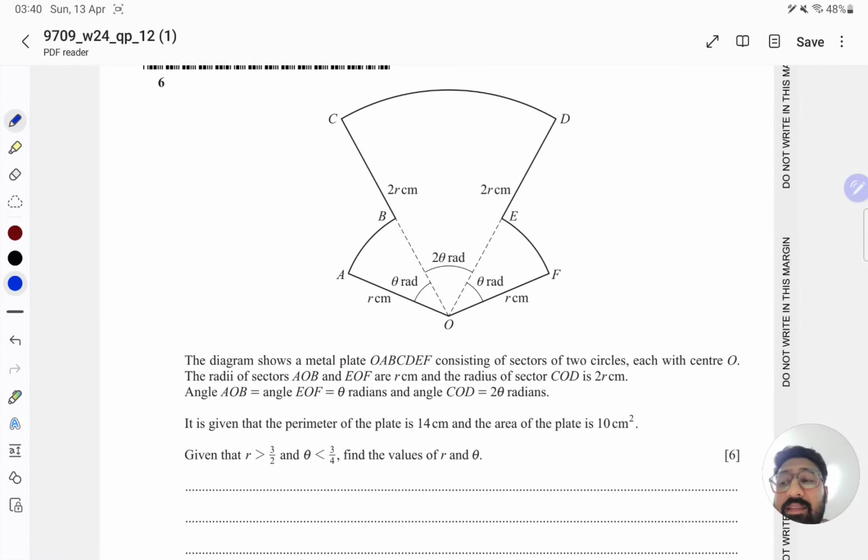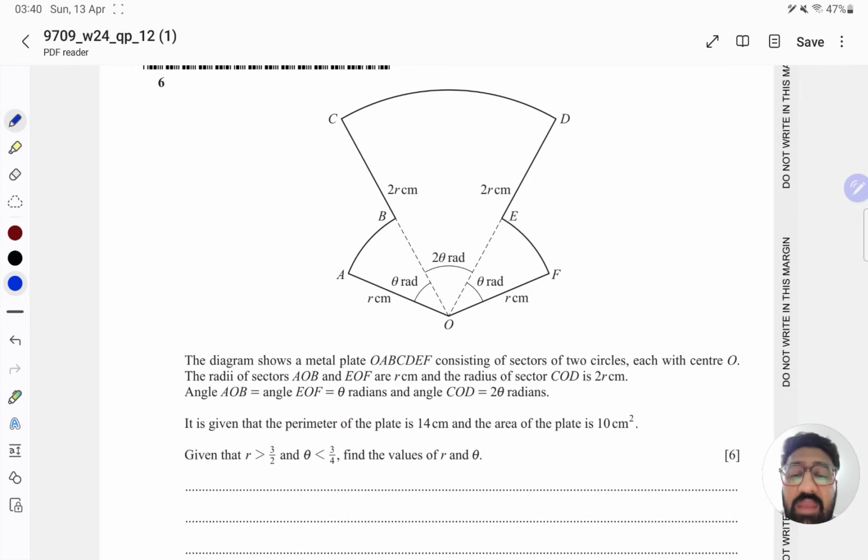Let's move to the next question, which is question number 6. Question number 6 says that the diagram shows a metal plate OABCDEF consisting of the sectors of two circles, each with center O. The radius of sector AOB and EOF is r, and the radius of the sector COD is 2r centimeters. Angle AOB and angle EOF is theta radians, and angle COD is 2 theta radians.